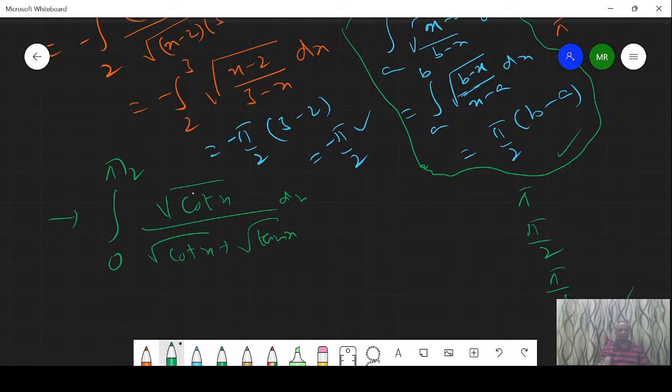Whenever this function is like this, the answer is the upper limit by 2. The answer will be pi by 4. No doubt in that, the answer is pi by 4 here.